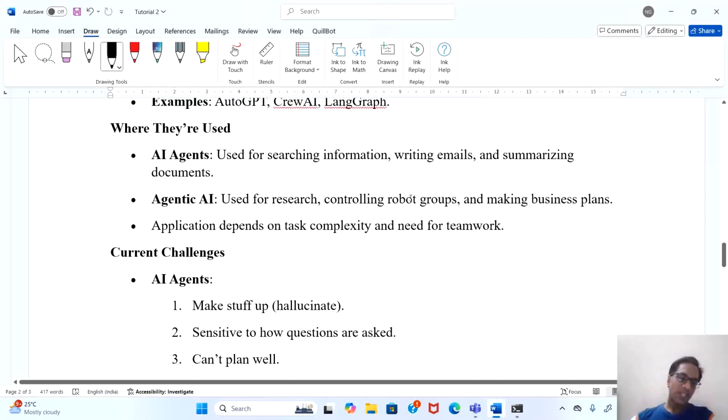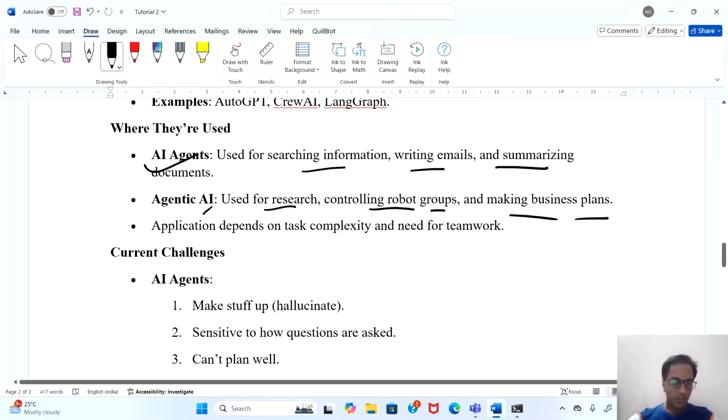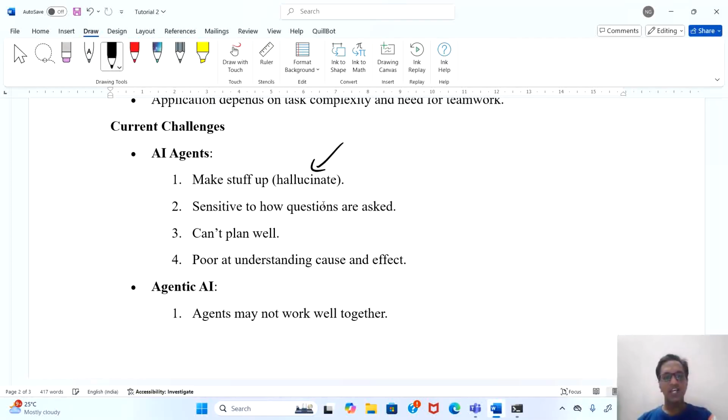Okay. So AI agents, in a simple way, are used to search information, write emails, summarize. Now there are many more things happening, like message automations, WhatsApp, Telegram, and we are seeing many examples currently. Agentic AI is used for research, controlling robot groups, making business plans.